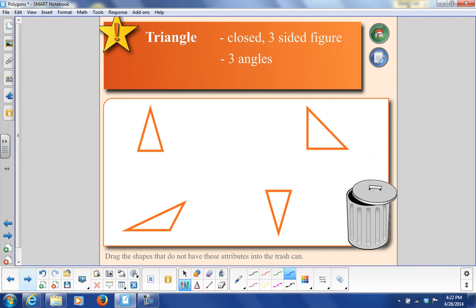All right, that leaves us with these ones. Okay, we have three angles. We have an angle here, an angle here, an angle here. That one's good. Angle here, angle here, angle here. That one's good. Angle here, angle here, angle here. That one's good. And angle here, angle here, and angle there. That's good as well. Those are all triangles.